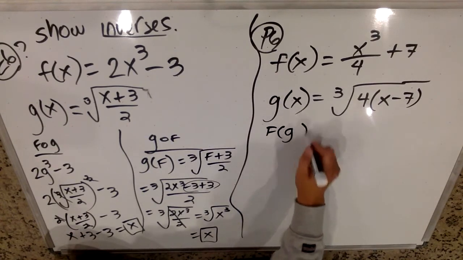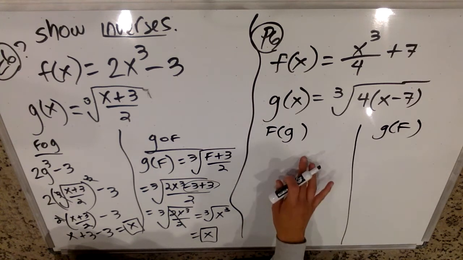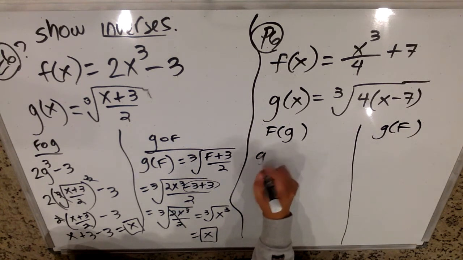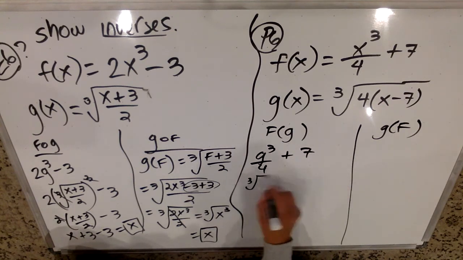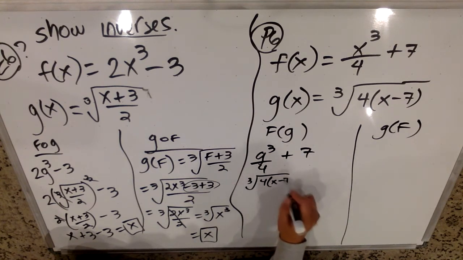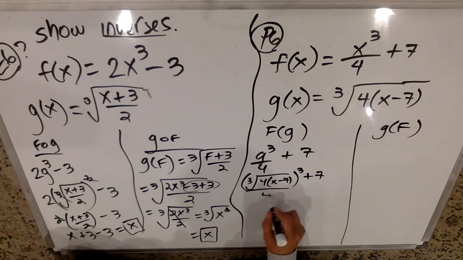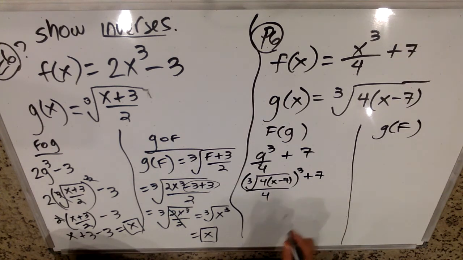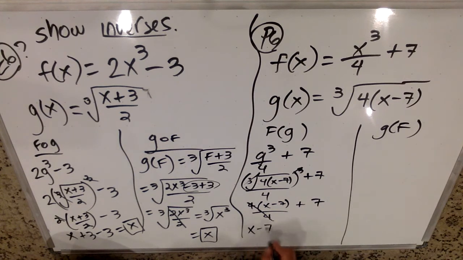So f of g, g of f, right? And again, you can pause me if you don't want me to. So f of g is going to mean g cubed over 4 plus 7, right? Well, that's going to be the cube root of 4x minus 7 quantity cubed plus 7, and that whole bottom part was over 4. All right, so the cube is going to cancel the cube root, so I get 4x minus 7 all over 4, which is going to cancel, and there's a plus 7 out here. So I have x minus 7 plus 7, which is just x.